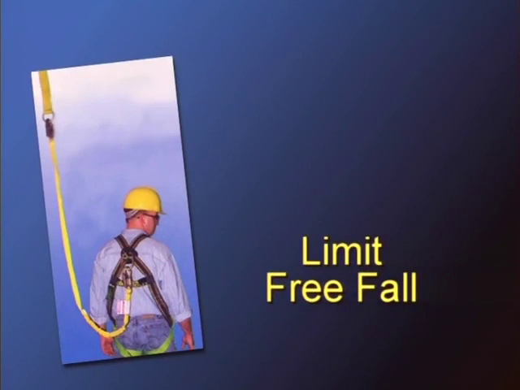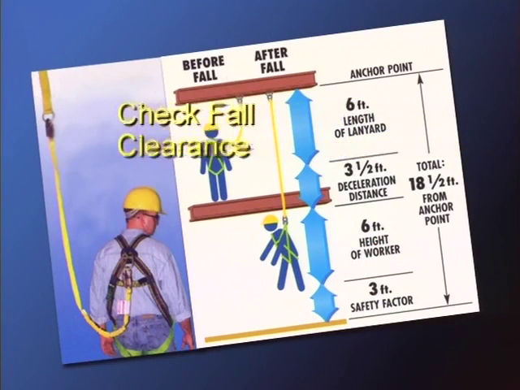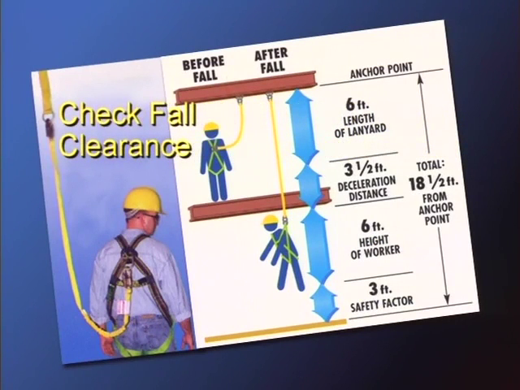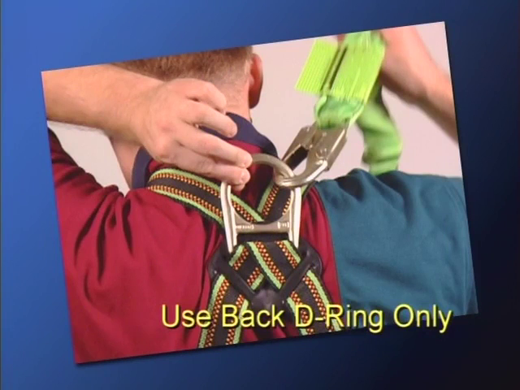Attach in a manner which will limit a free fall to the shortest possible distance, always less than 6 feet, and attach so as to avoid a swing fall. And make sure there is enough clearance below the worker so a lower level will not be contacted should a fall occur. Use only the back D-ring on a full-body harness for fall arrest. Other D-rings are for positioning or retrieval only.